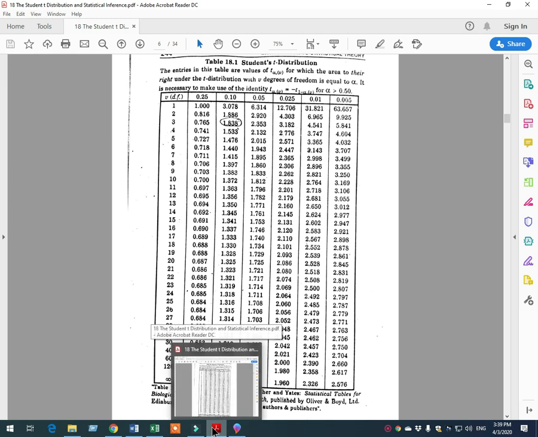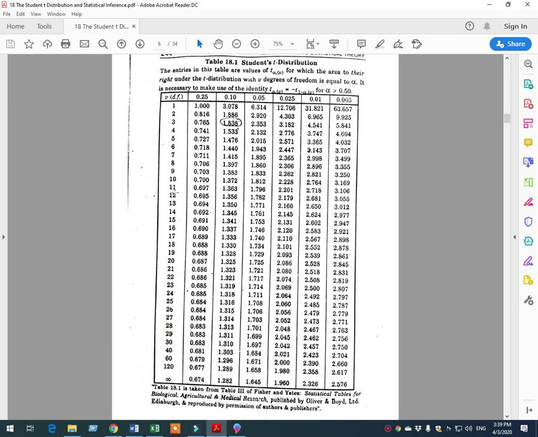So guys, the tabulated value we find is 2.201. Again I'm showing you, this is our number of degrees of freedom, that is 11, 12 minus 1, and this is the column of 0.025. So you can see that 2.201 is our critical value.